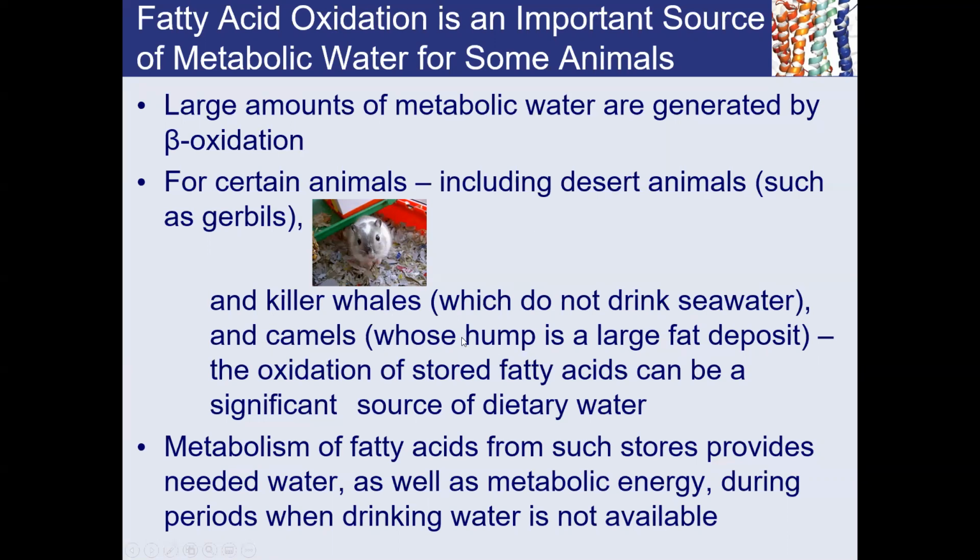Camels, the hump that you see in the camels, it's actually a large deposit of fat. Okay, killer whales, they don't drink seawater, right? So their only source of metabolic water is the oxidation of fat that they have in their adipose tissues. So metabolic water can be produced in many of these animals that use fat as fuel, and this is very useful when drinking water is not available for them, right? So this is something that you want to keep in mind.